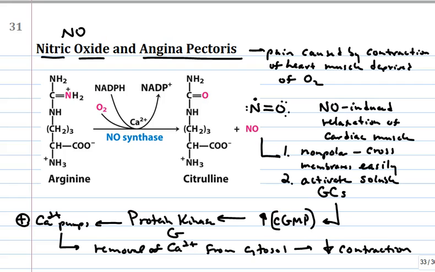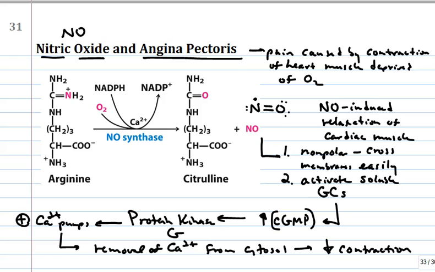We make more cyclic GMP that activates protein kinase G. Protein kinase G, one of its targets are calcium pumps. If you activate calcium pumps, which would be integral membrane proteins in heart muscle, then you remove calcium ions from the cytosol, and if you start removing calcium ions, you're going to decrease muscle contraction.